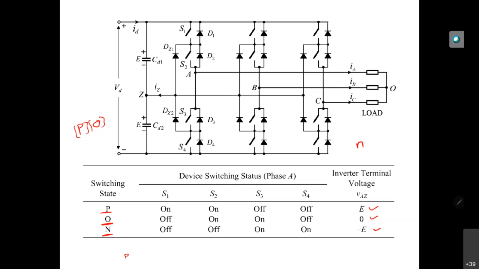In the case of the 3-phase inverter, the number of phases is 3. For the 2-level inverter, the number of levels is 2 and the number of phases is 3, so you have 8 vectors. But in the case of 3-level, you have 3 levels raised to the power of the number of phases, so you will get 27 switching states. The same thing if you have 5-level, that means 5 to the power of 3, so you will get around 125 switching states.